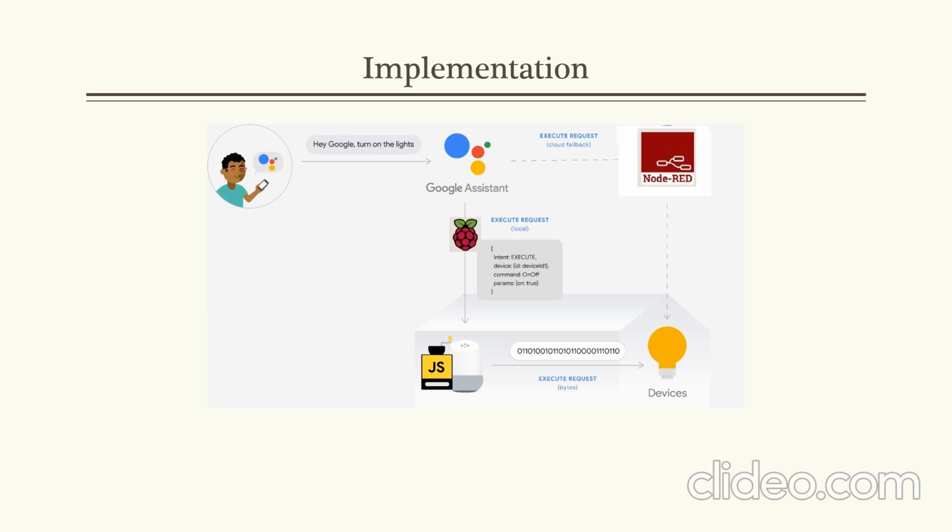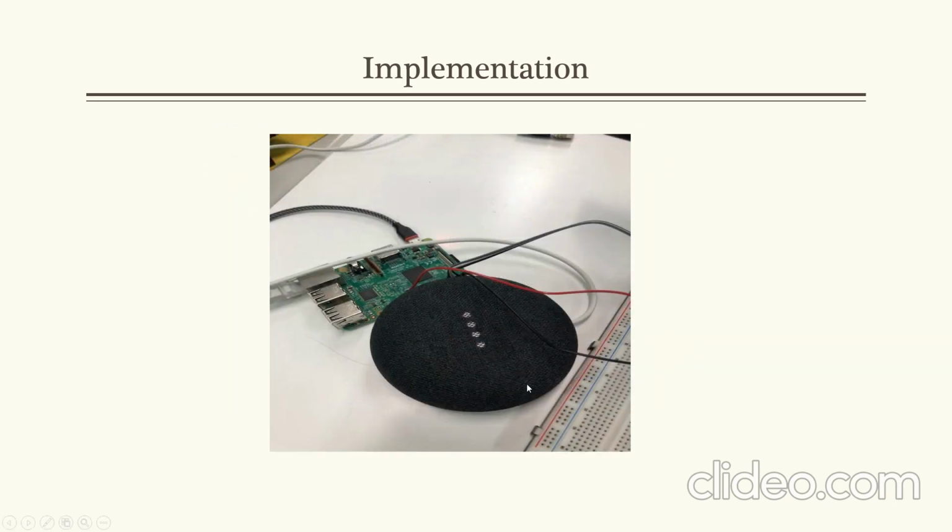Hey Google, turn on the lights. So we are going to ask the Google Assistant to turn on the light by executing the code in the Raspberry Pi, and then we are going to turn the devices on. We need several pieces of code, and we are using the Google Nest Mini speaker. So this is the implementation as an initial step that we have done.